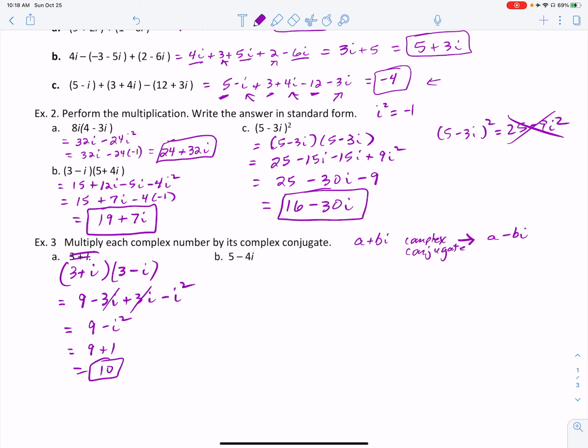All right, so if I have 5 minus 4i, then multiply by 5 plus 4i. Notice I'm writing that and then an equal sign. So we get 25. And then if you can anticipate it, the middle two terms are going to cancel. So we get minus 16i squared. But that i squared is a negative 1, so you get 25 plus 16. And you end up with 41.